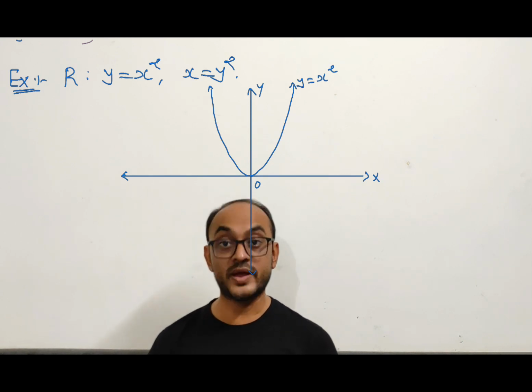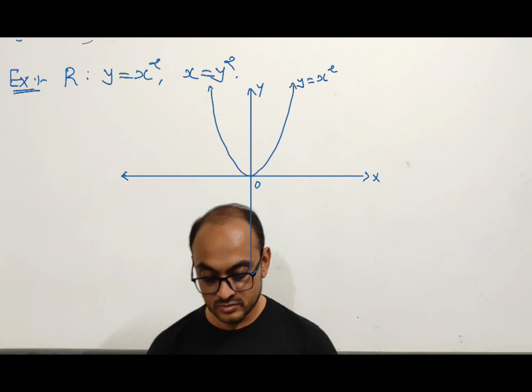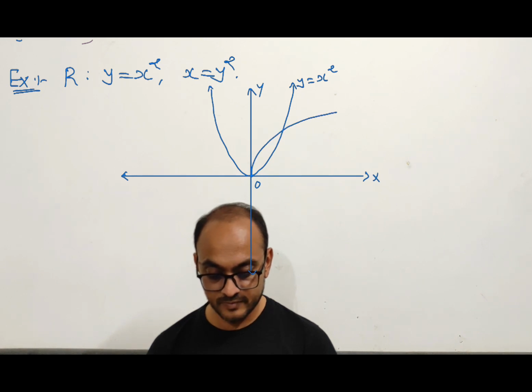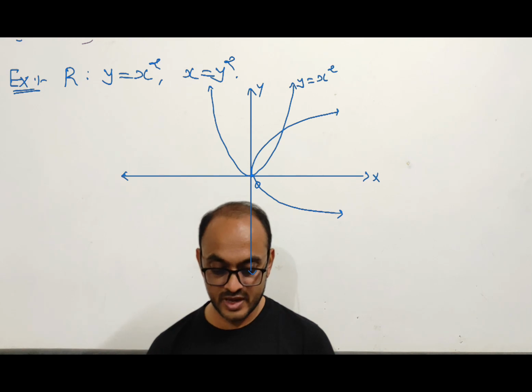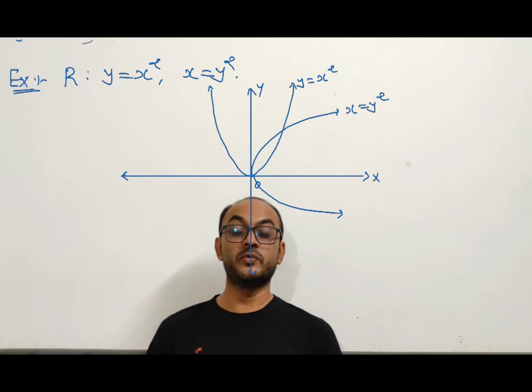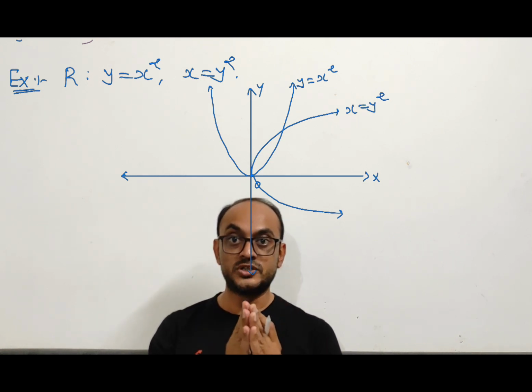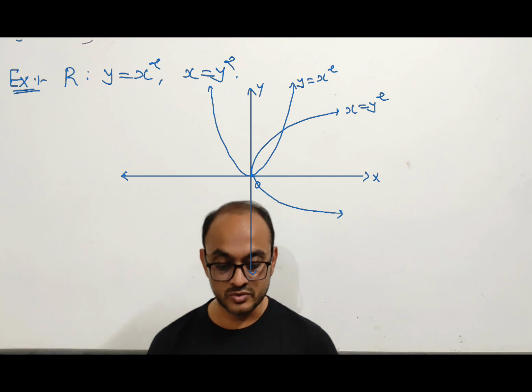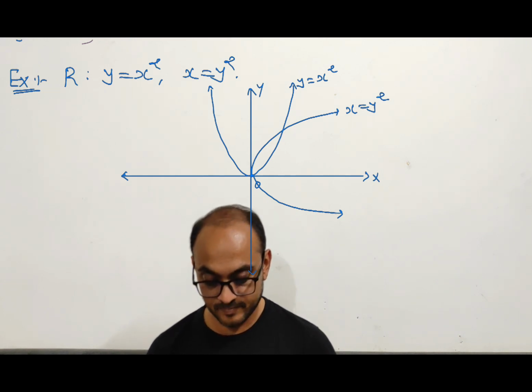Now let us draw the curve x equal to y square. So x equal to y square says this curve x equal to y square. What we need to identify? The bounded portion of these two curves, which is this.